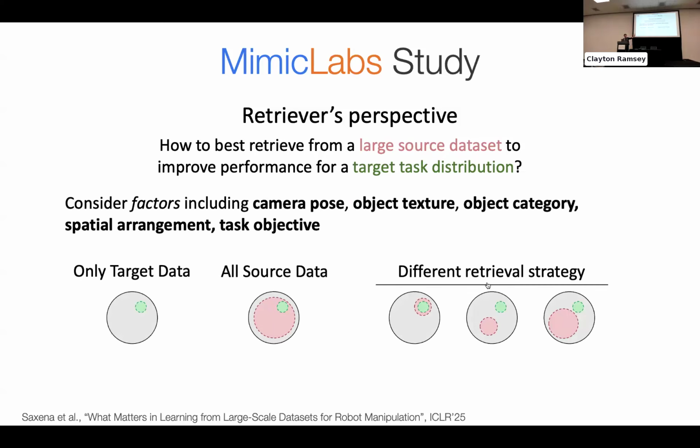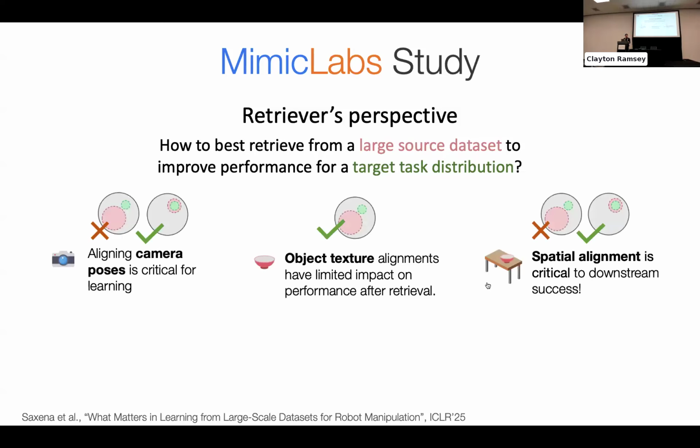We studied factors like camera pose, object texture, category, spatial arrangement, and task objective, and we found that certain coverage patterns matter more than others if you don't want to just retrieve all the data. We actually see that retrieving all the data hurts, and you want to properly align with certain factors. Specifically, camera poses matter the most, right? If you have different camera poses, source data actually hurts policy performance, even if the tasks are the same.